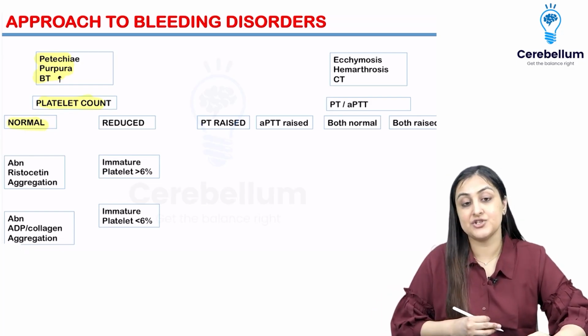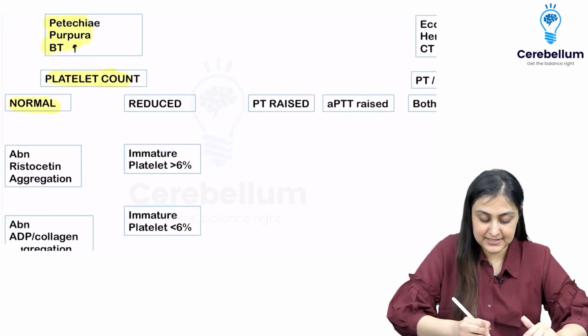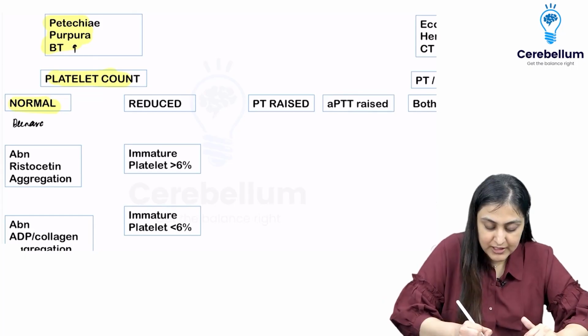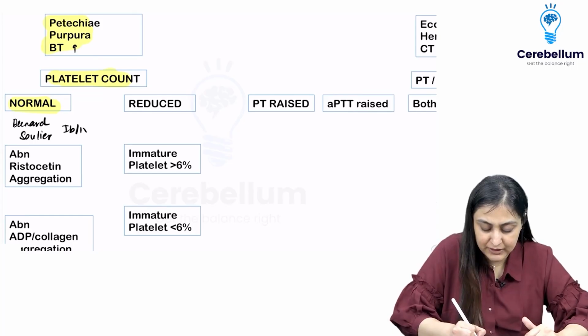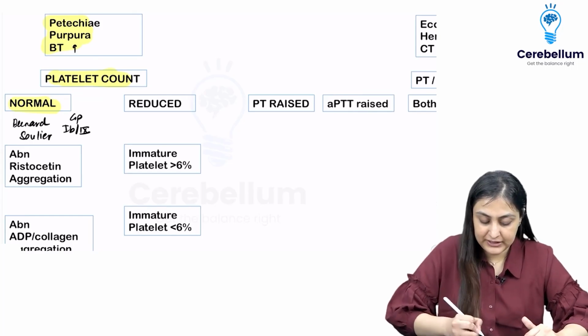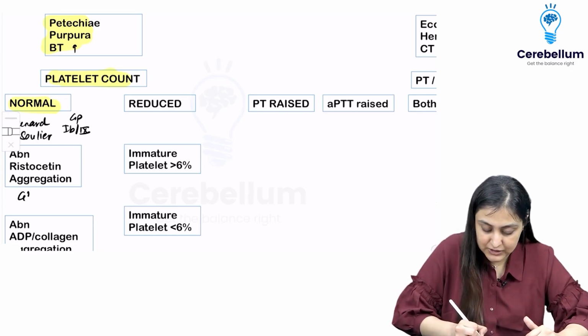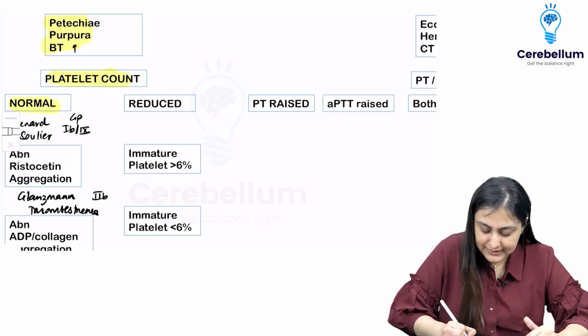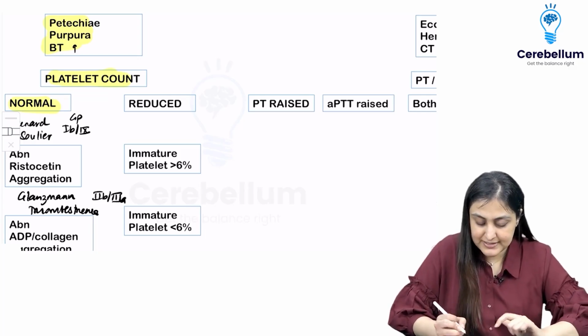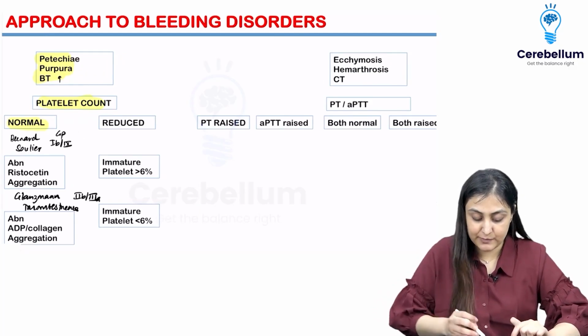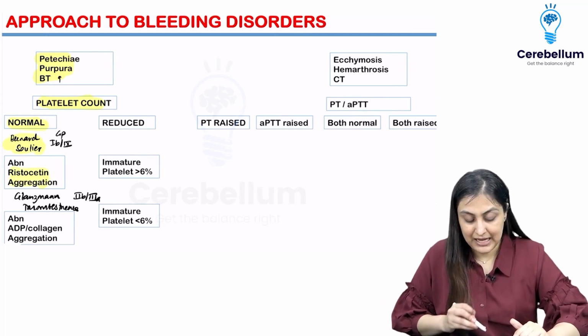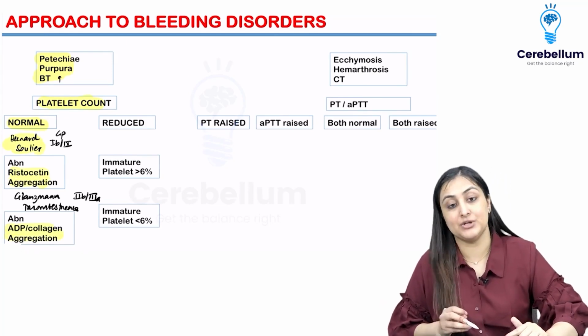So if the ristocetin aggregation is abnormal. Ristocetin test is a test of Bernard-Soulier. So the diagnosis is going to be Bernard-Soulier disease, which is a problem with GP1B9, isn't it? On the other hand, if there is abnormal ADP or collagen aggregation, the diagnosis is going to become Glanzmann's thrombasthenia, which is a problem with 2B3A. So these are the two tests that you want to remember, that Bernard-Soulier is a problem with ristocetin aggregation, Glanzmann's is a problem with ADP collagen aggregation.